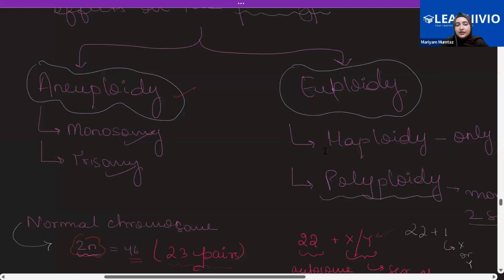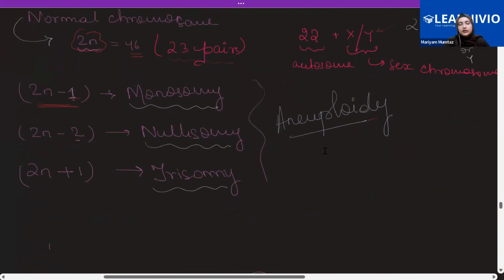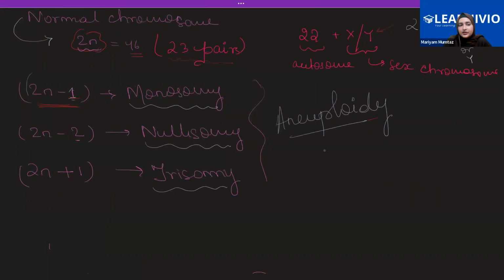Now see, aneuploidy is when the diploid situation has one less chromosome, which you call monosomy. If it has two less, then you call it nullisomy. And if it has one extra chromosome apart from the diploid chromosome number, then you call it trisomy. So monosomy, nullisomy, and trisomy are the examples of aneuploidy. Is it clear?